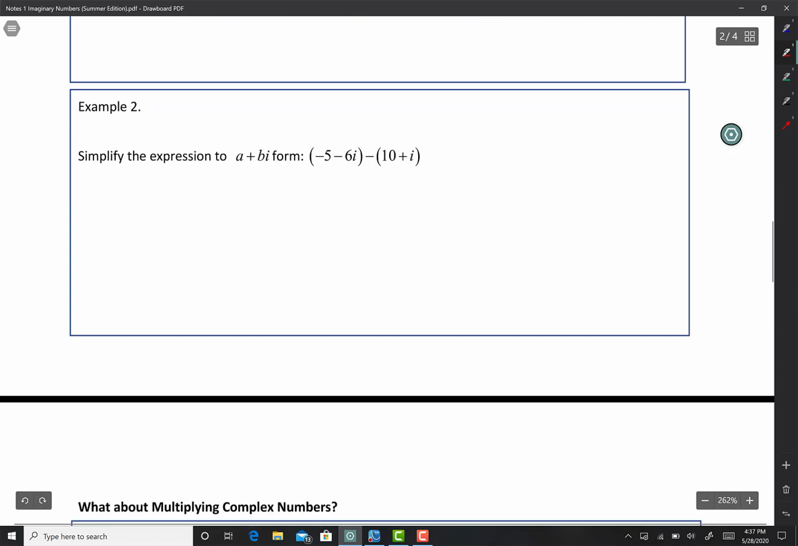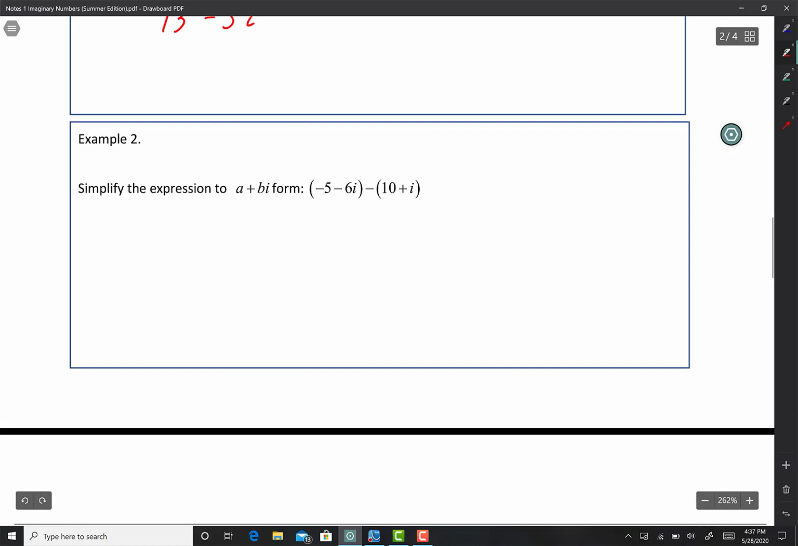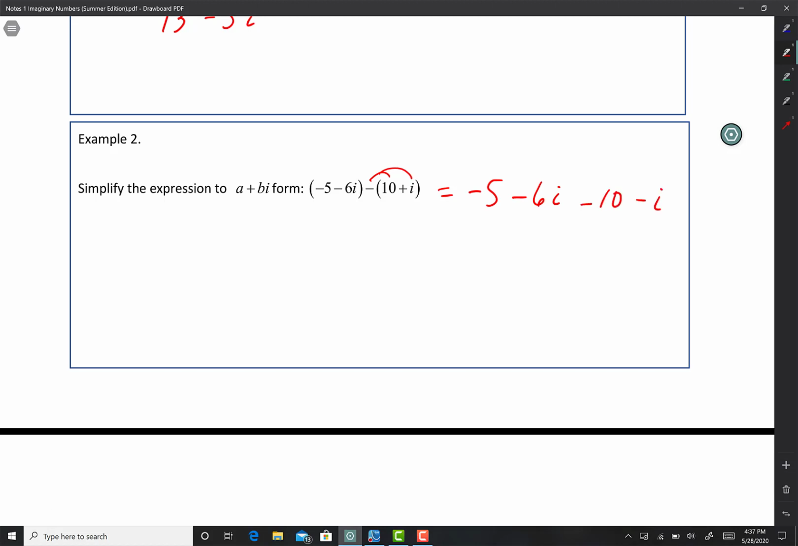All right, so here we go again. So we have a minus there, so this time I am going to distribute. So I have negative 5 minus 6i minus 10 minus i. And then we just combine like terms. So here's a real, that's a real, here's an imaginary, that's an imaginary. So negative 5 minus 10, that's a negative 15. See? And then negative 6i minus i, that's a negative 7i. Make sure to put the i on there. And you're done. That's it.